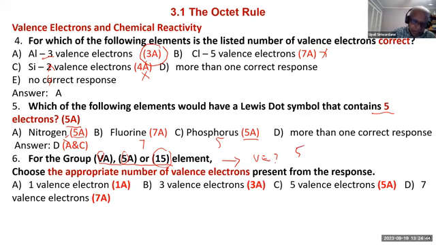1 valence electron. It's not 1A. That's the wrong answer. 3A, that's not correct. This one is 5A, that's the correct answer. 7A has 7 valence electrons. For group 5A, there are 5 valence electrons. Answer is C.